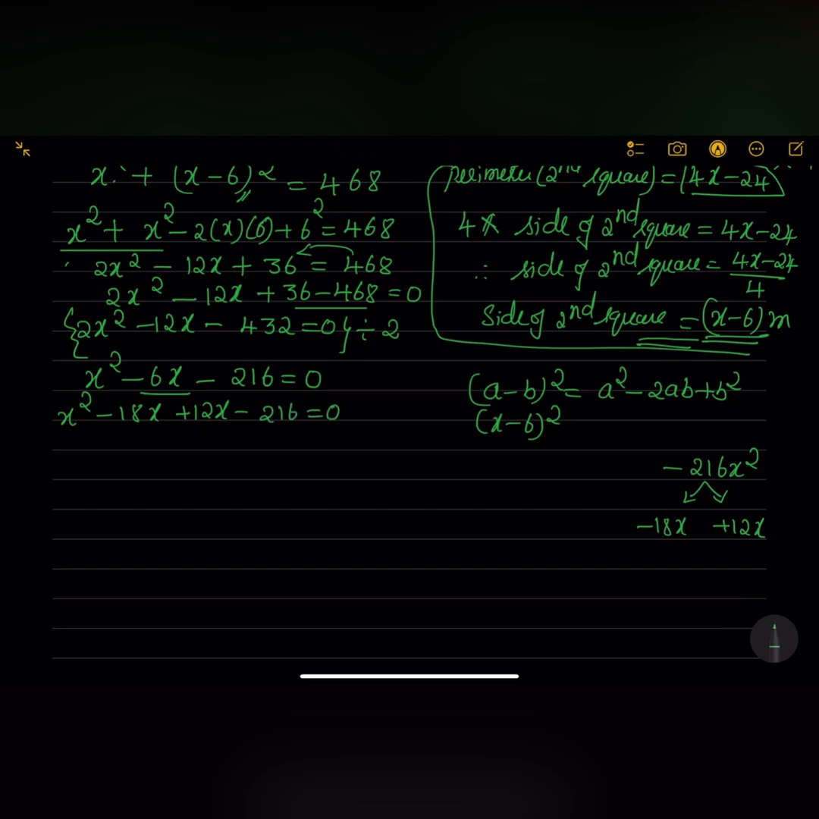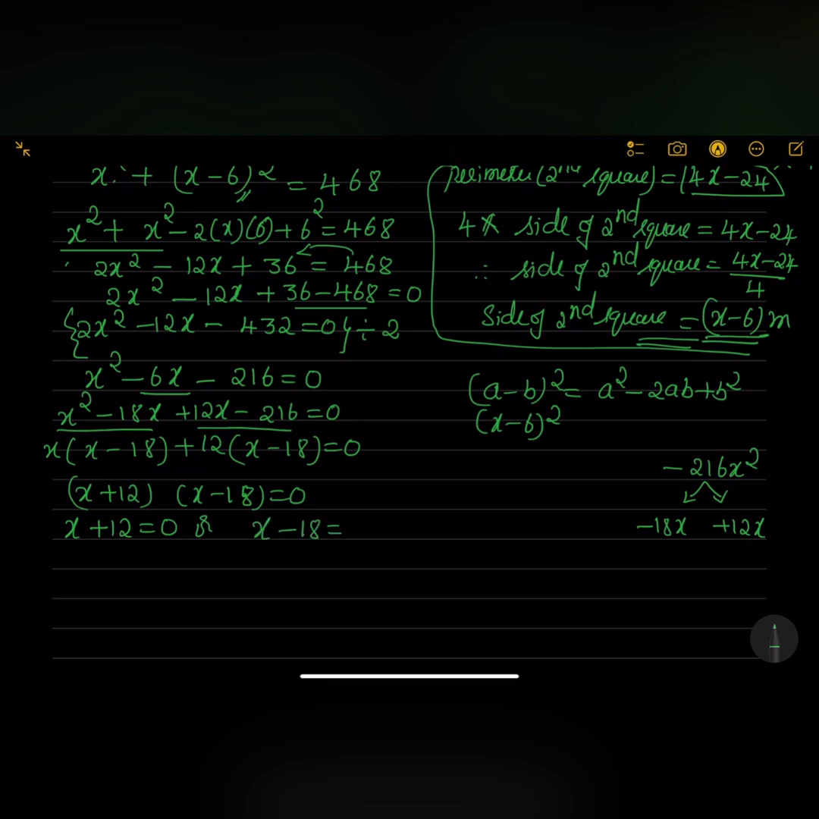You can also find this by applying the quadratic formula. For this, after grouping the terms, we can take x common: x into x minus 18 plus 12 into x minus 18 equal to 0. So x plus 12 into x minus 18 equal to 0. X plus 12 equal to 0, or x minus 18 equal to 0. X is equal to minus 12, or x is equal to 18. So these are the two numbers we got.